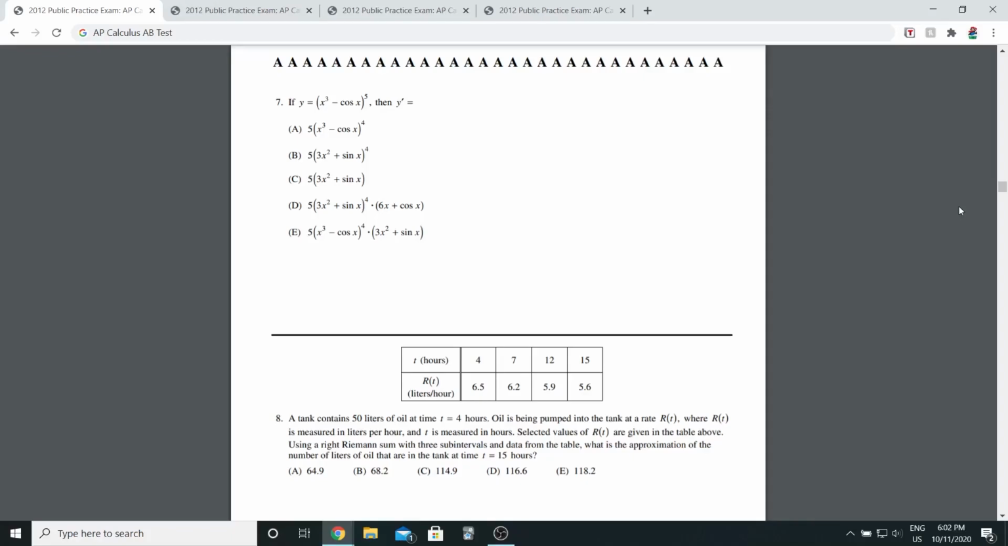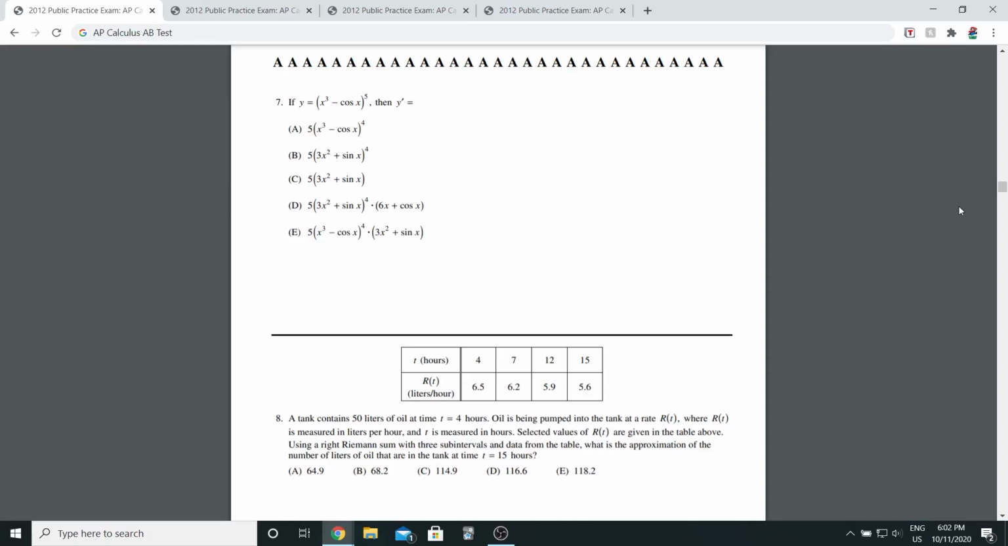Hello everyone. Today I'll be talking about the AP Calculus AB AP test. Now this AP test is comprised of two sections, multiple choice and free response. Both sections are worth 50% of your exam score, totaling to 100%.